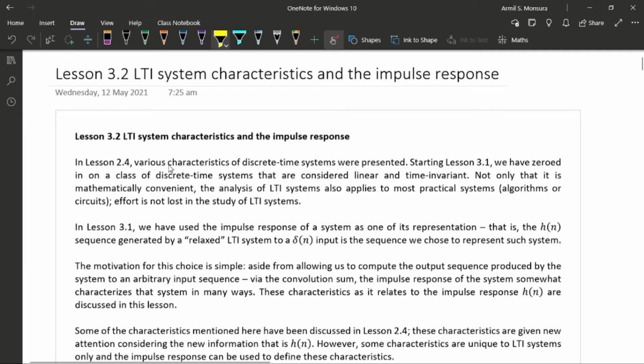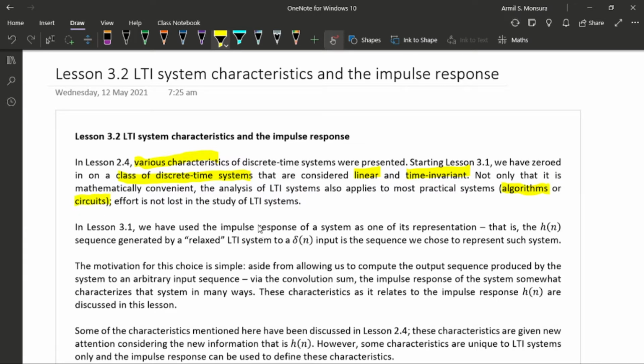So in lesson 2.4, various characteristics of discrete time systems were presented. We have zeroed in, starting lesson 3.1, on a class of discrete time systems that are considered linear and time invariant. We call it an LTI system. Not only is it mathematically convenient, the analysis of LTI systems also applies to most practical systems, either algorithms or circuits.